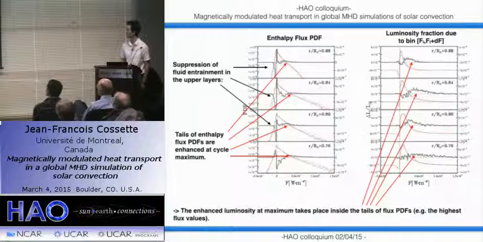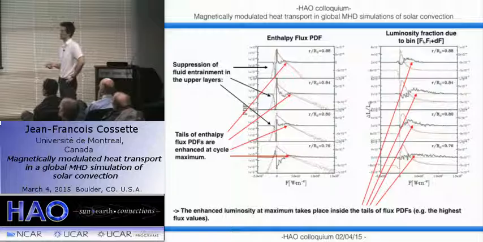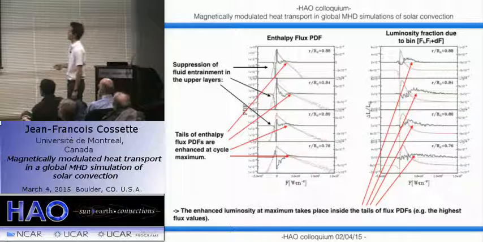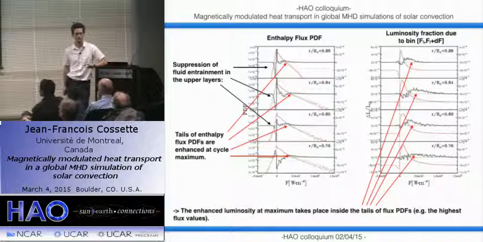And so we ask how those features change with magnetic activity. I just look at the PDFs of the enthalpy flux at different levels in the simulation. If I average those PDFs over every maxima and every minima, I get the orange and red curves that you see here, respectively. The black solid curve is just the difference between those two PDFs. You see that the most significant change occurs in the tails of the flux distribution, at each level, whereas you have a bit of suppression of turbulent fluid entrainment in the negative part of the enthalpy flux range.